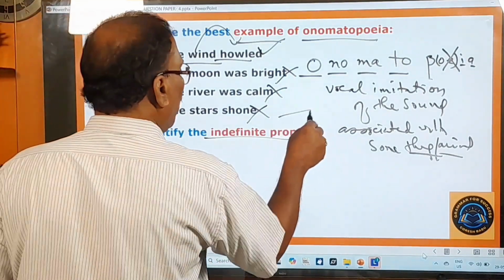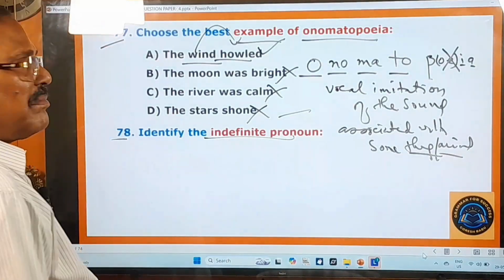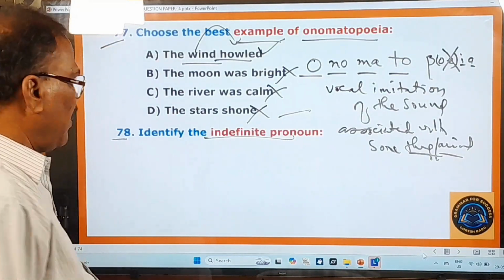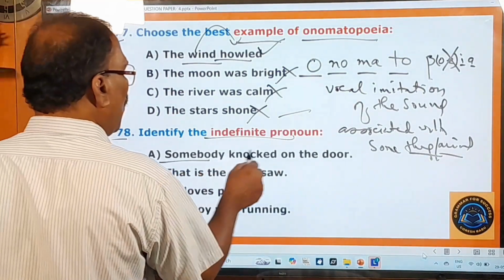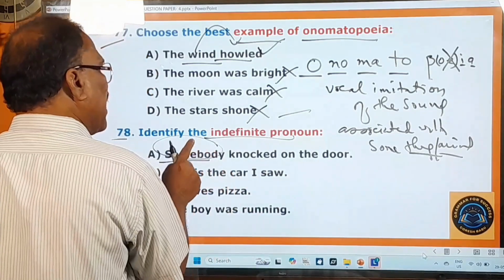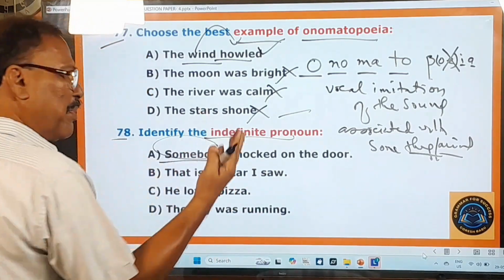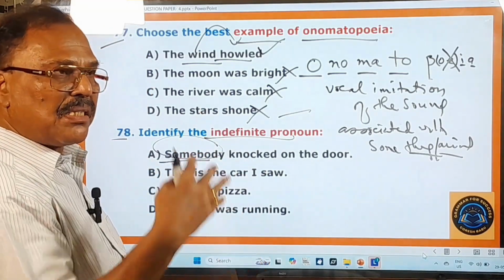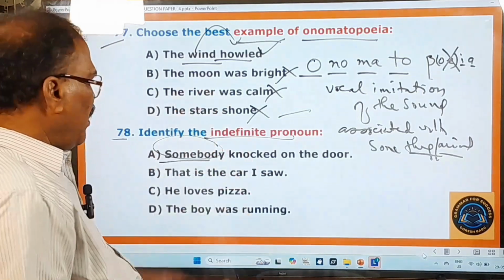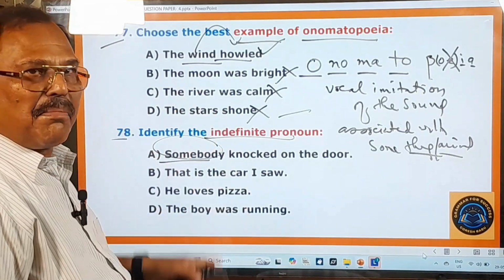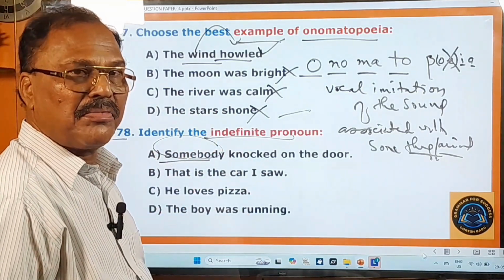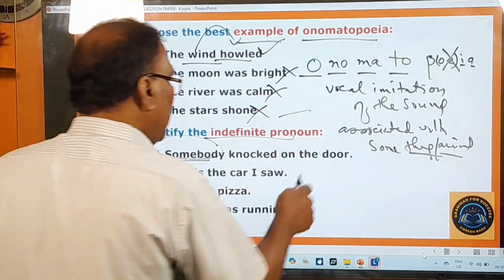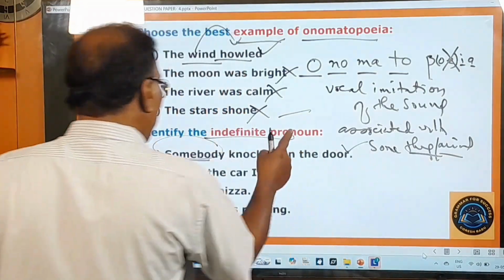Identify the indefinite pronouns. Indefinite, not definite pronoun but indefinite. Here, somebody knocked on the door. Somebody is an indefinite pronoun. Somebody means who is that somebody? Someone, anna somebody, anna evaru, ఇది indefinite pronoun. ఎందుకంటే ఆ somebody ఎవరో నీకు తెలియదు. Therefore it is indefinite. And in this sentence only some indefinite pronoun is used.